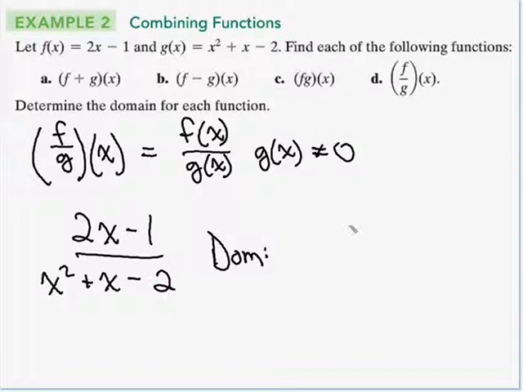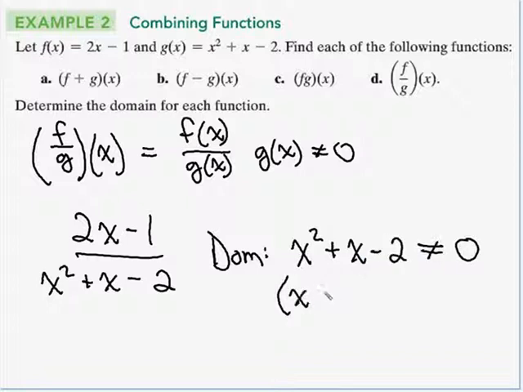Remember, we do not want this denominator to equal 0. So x squared plus x minus 2 cannot equal 0. Let's factor. (x plus 2)(x minus 1) is our factorization, and those factors cannot equal 0.